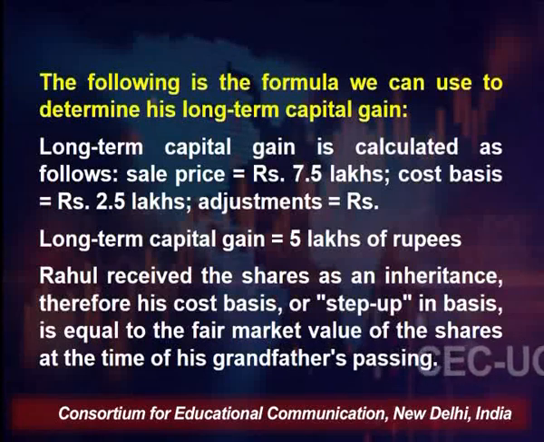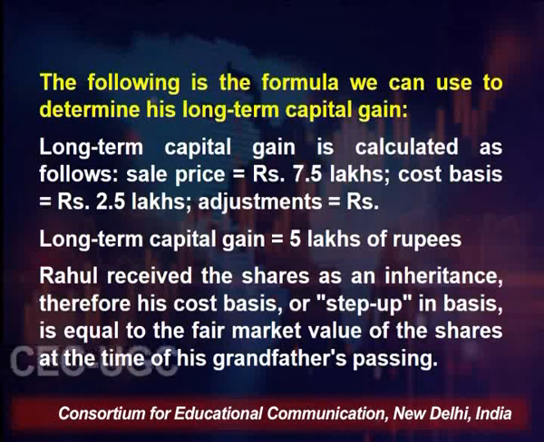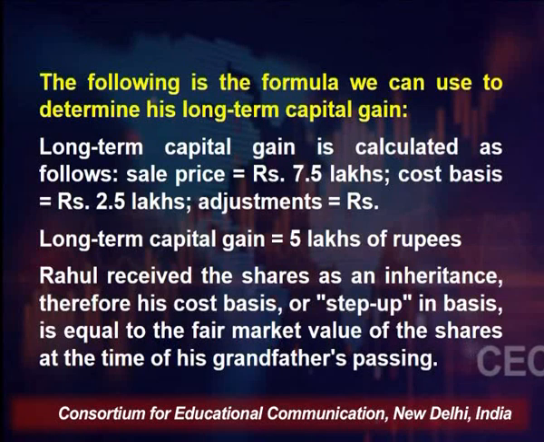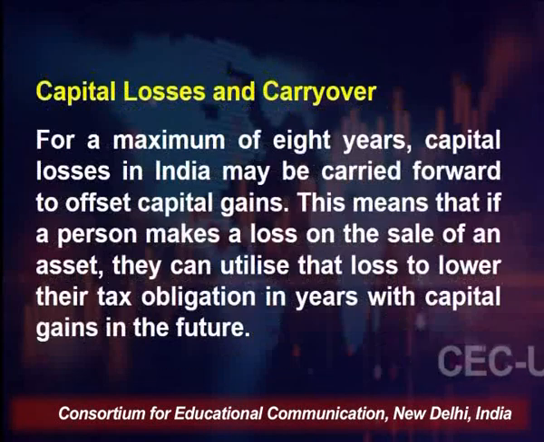So, following is the formula we can use to determine his long-term capital gains. The long-term capital gain is calculated as follows. The sale price is equal to rupees 7.5 lakhs. Cost basis is 2.5 lakhs. Adjustments. So, the long-term capital gain is 5 lakh rupees. Rahul received the shares as an inheritance. Therefore, his cost basis, or step up in the basis, is equal to the fair market price of the shares at the time of his grandfather's passing.